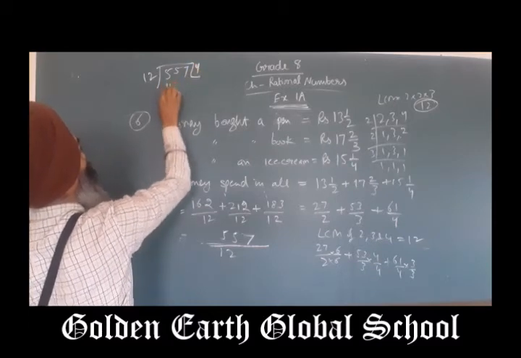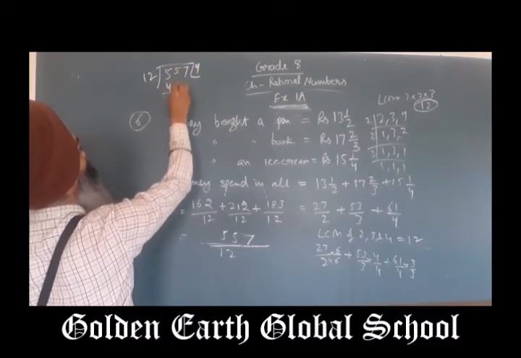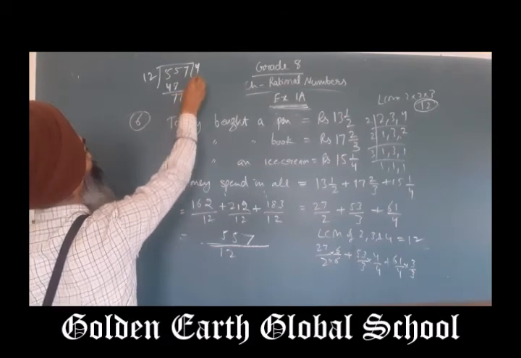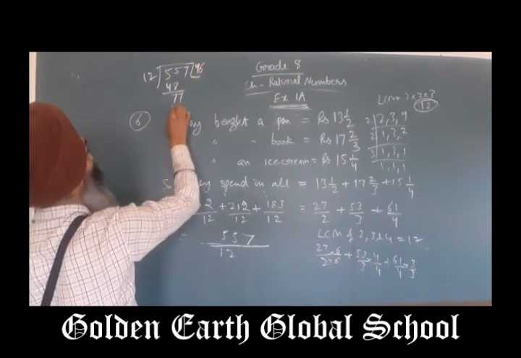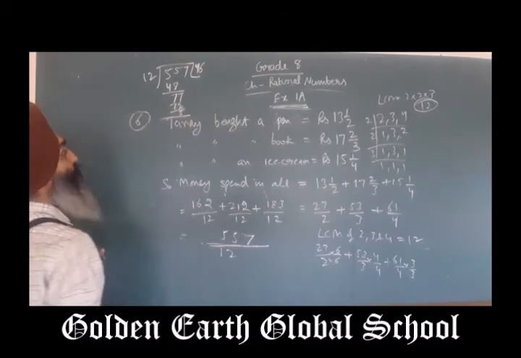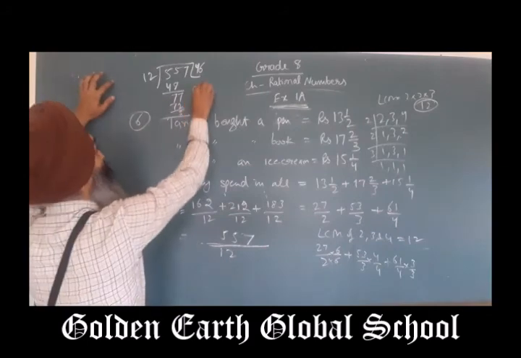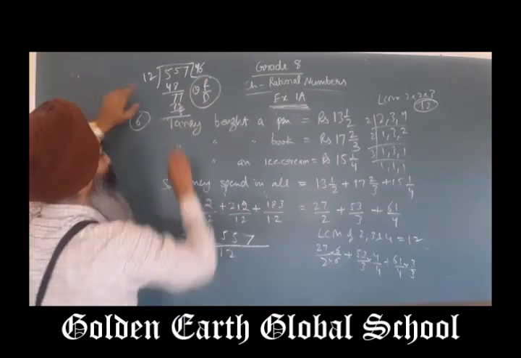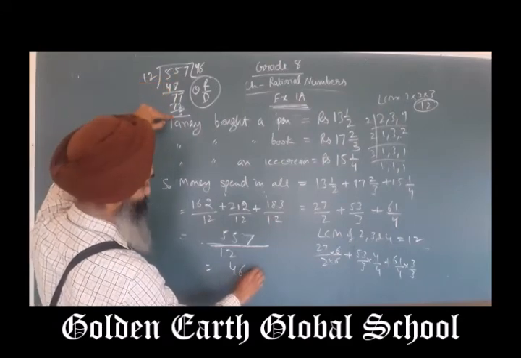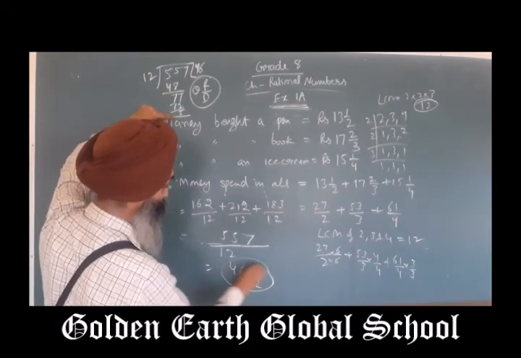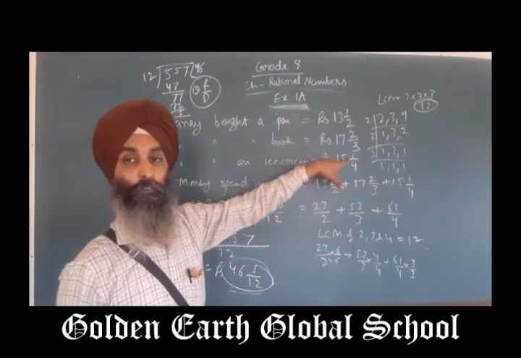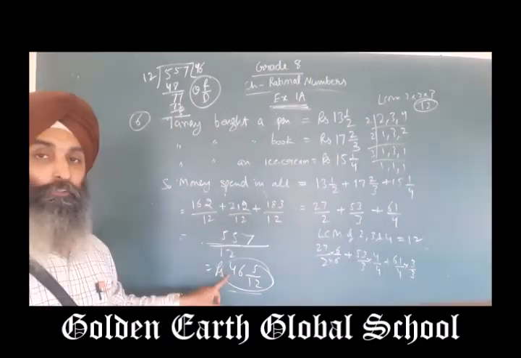12 times 4 is 48, so the remainder is 77. 12 times 6 is 72, so the remainder is 5. Write it in quotient and remainder form. The answer is 46 and 5 upon 12. So this much in rupees is the total of this.